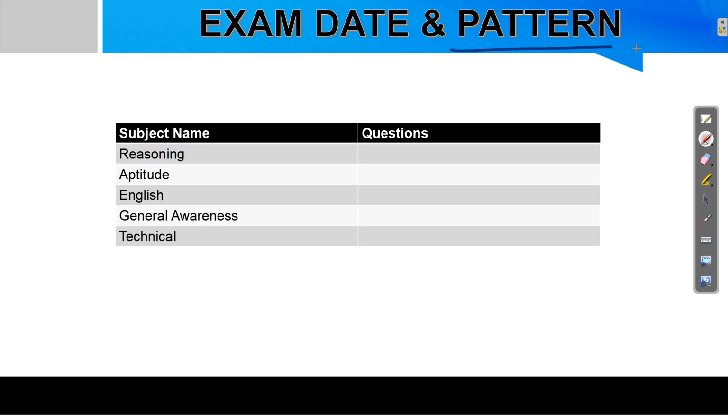First we will discuss your exam pattern. So what exam pattern you have, what subjects you need to study for your exam. So the subjects are reasoning, aptitude, English, general awareness, and technical. Okay, so these are 5 subjects. Definitely in technical you have engineering mathematics and your technical part.